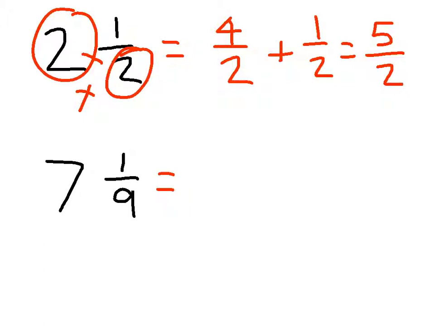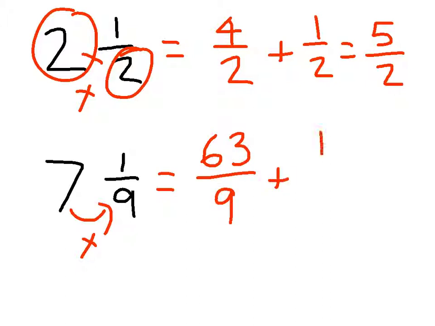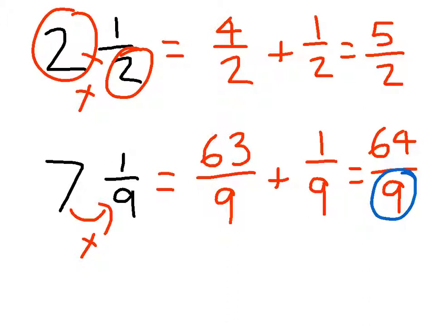7 and 1/9. Using our strategy here, 7 times 9, you're going to end up with 63/9 plus 1/9. So the answer will be 64/9. And obviously, to see if we've been correct, we can do the reverse. So you work out 64 divided by 9 equals 7, and there's 1 left over, 7 and 1/9.